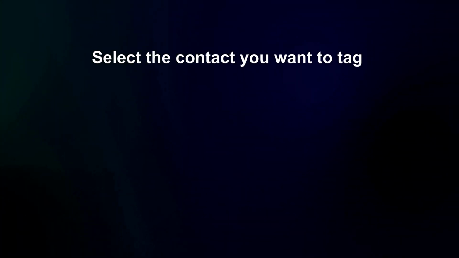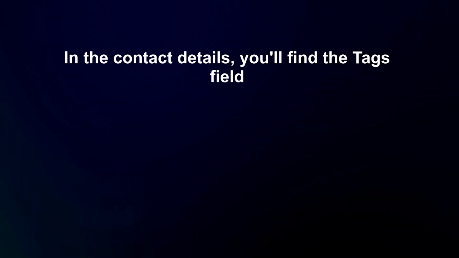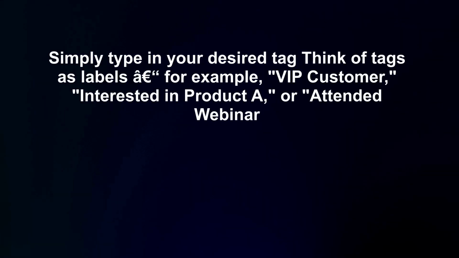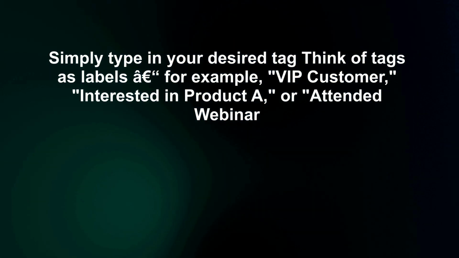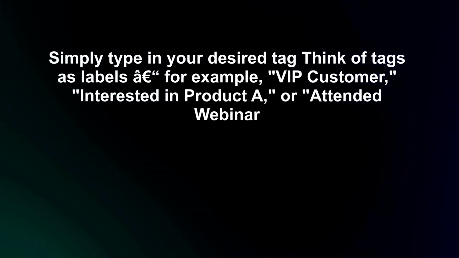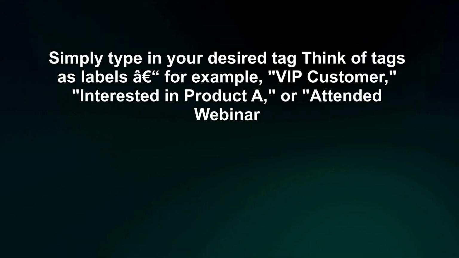Select the contact you want to tag. In the contact details, you'll find the tags field. Simply type in your desired tag. Think of tags as labels, for example, VIP customer, interested in product, or attended webinar.